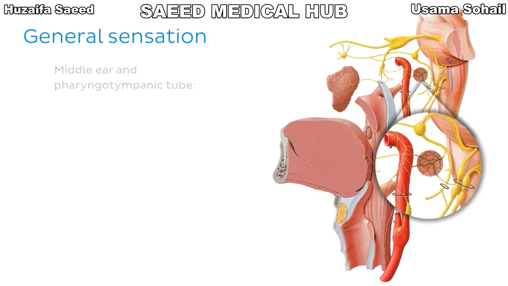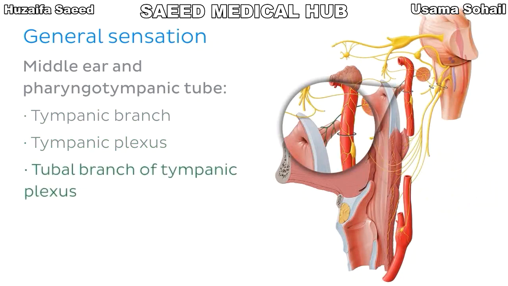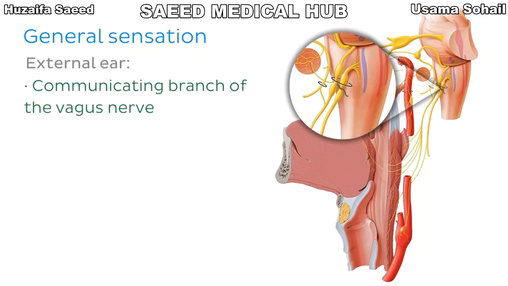The tympanic branch, seen here where the arrow is, of the glossopharyngeal nerve, which is involved in the innervation of the middle ear and pharyngotympanic tube. As part of that, we looked at the tympanic plexus and the tubal branch of the tympanic plexus. Now, as part of the sensation of the external ear, we saw the communicating branch of the vagus nerve.